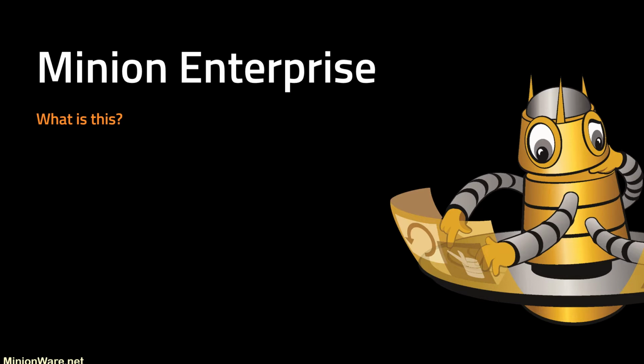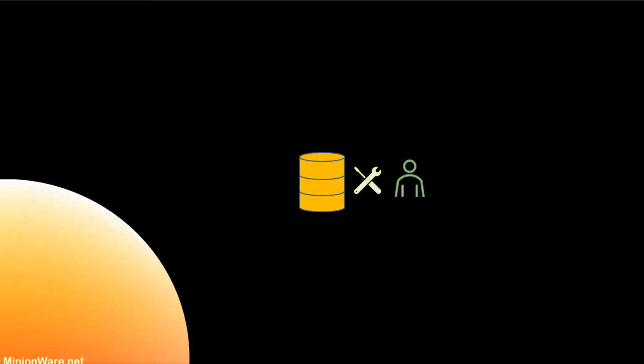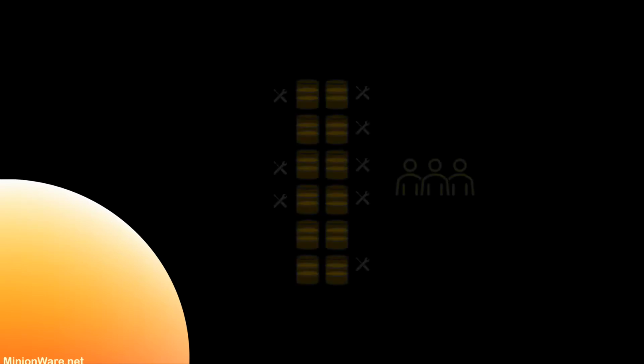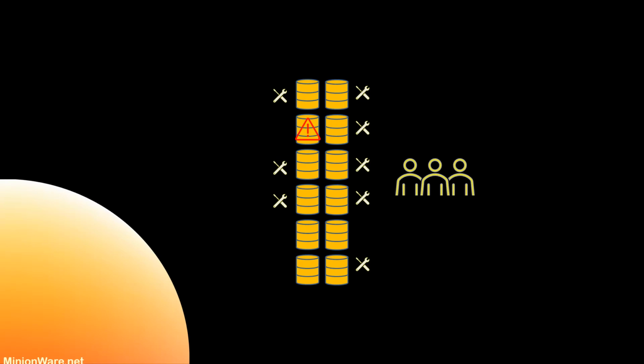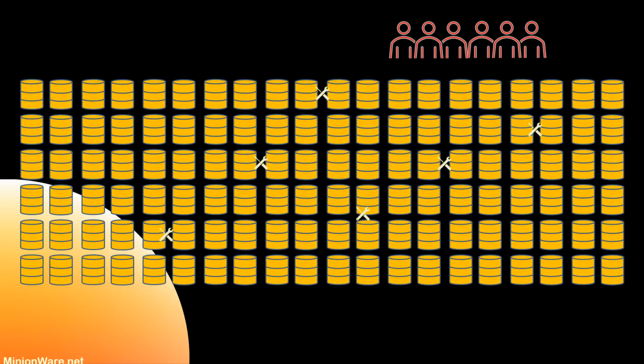Minion Enterprise, or as we say, ME, is an enterprise management system. So here's the idea. SQL Server is simple enough to manage and administer if you only have one instance. If instead you have 10 instances, or 100 or more instances, SQL becomes impossible to manage properly.